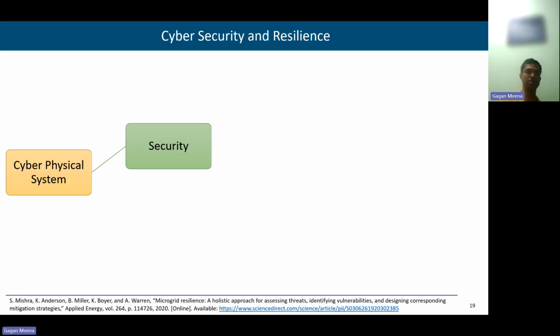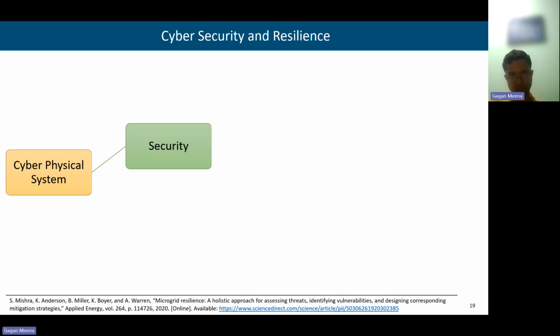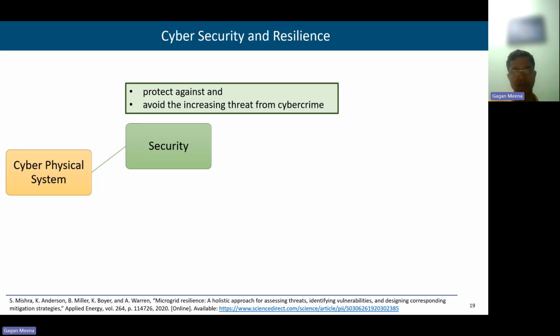In a cyber physical system, it will be secure. Security as well as resiliency, these are two important things. Security is to protect against and avoid the increasing threat from cybersecurity. It is based upon protection. However, resilience is on the mitigation aspect: to mitigate any kind of harm and to bring the system back to its normal state as quickly as possible.